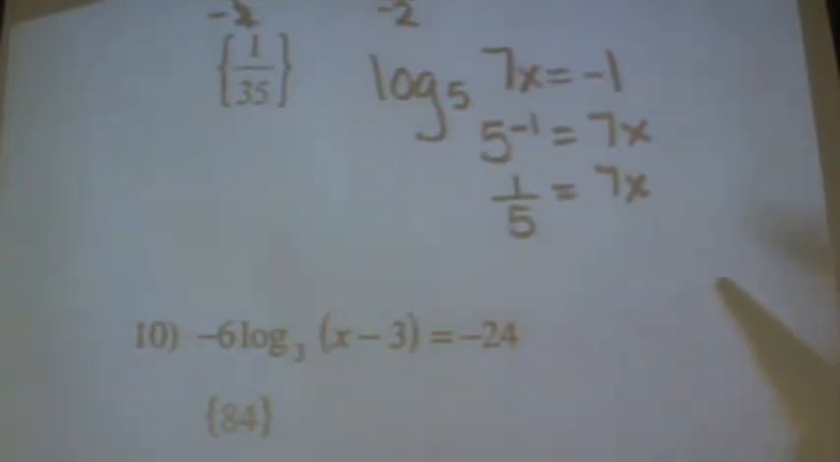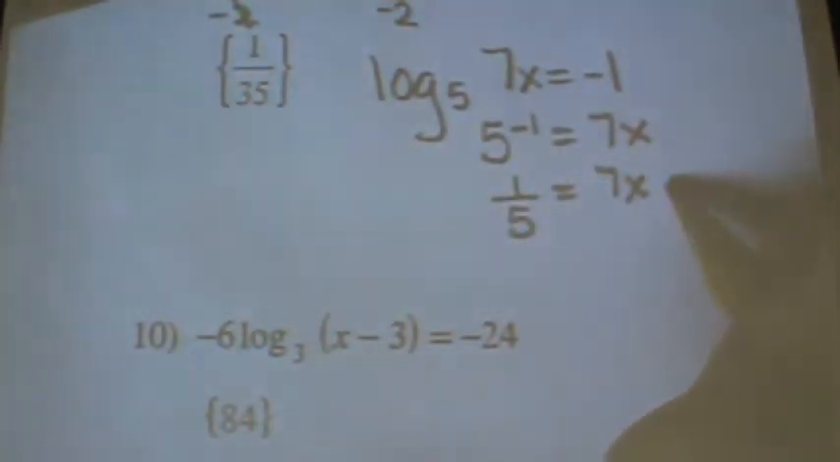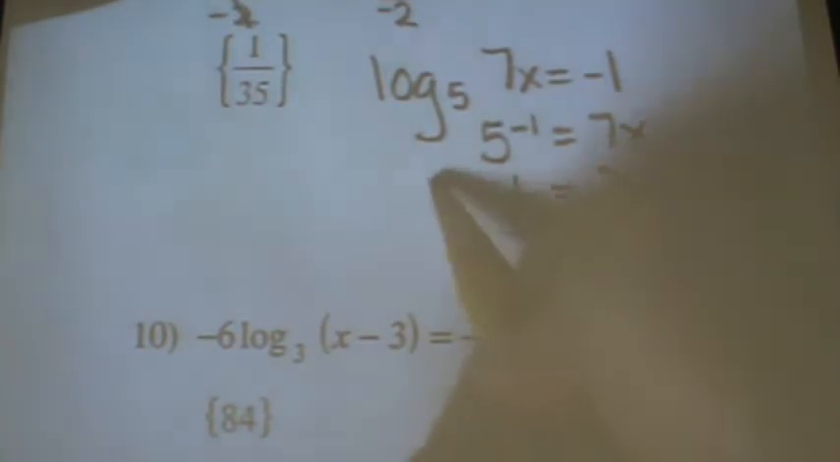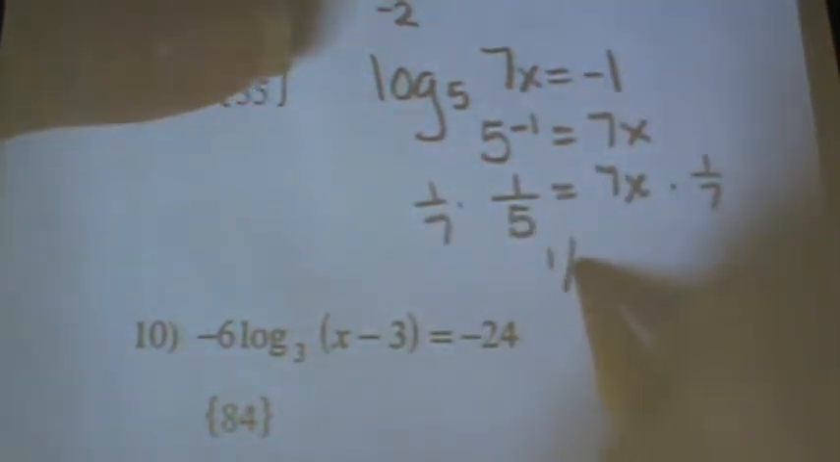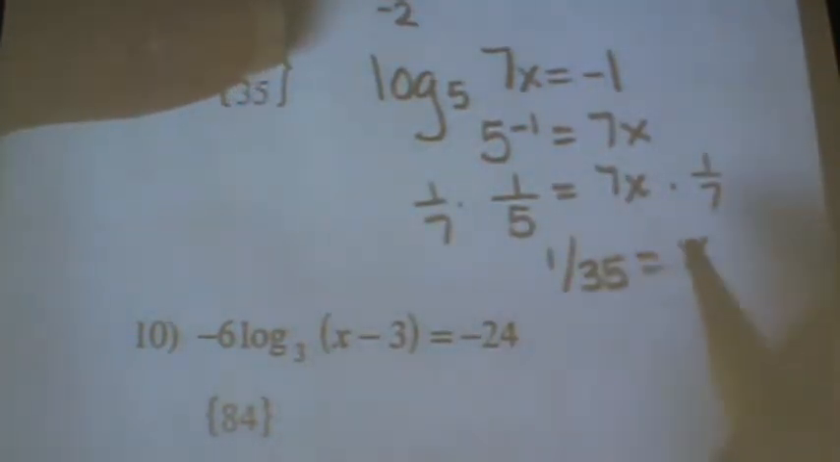And now you should know how to do this. This is simple, you're going to multiply by 1/7. So 1/35 is equal to x.